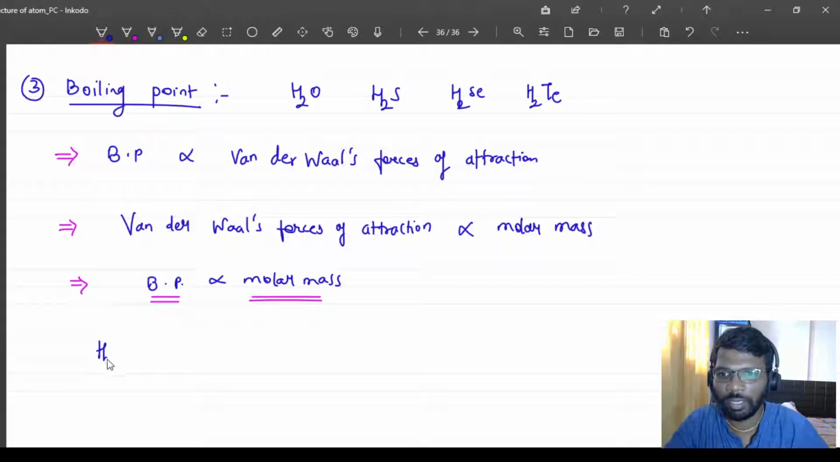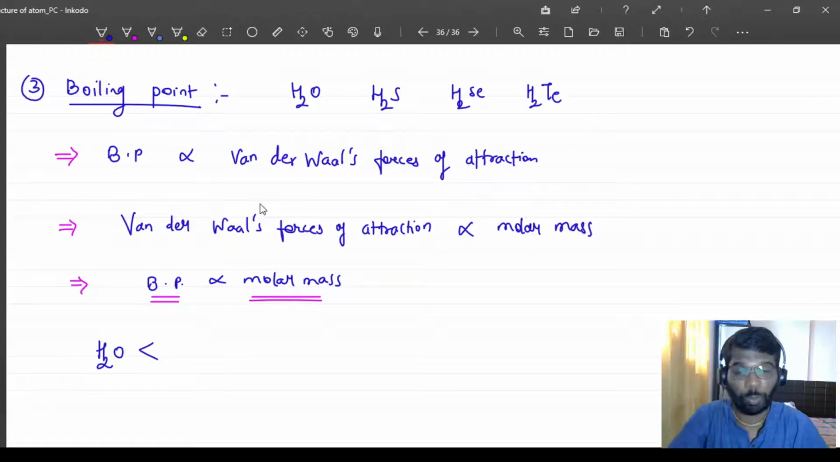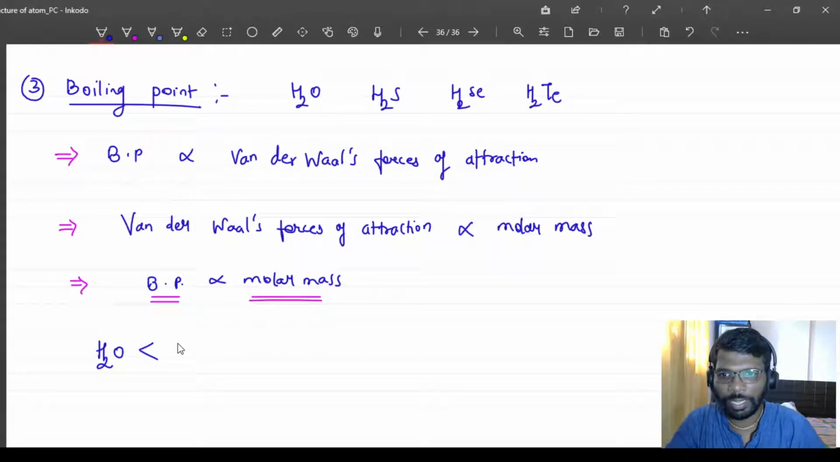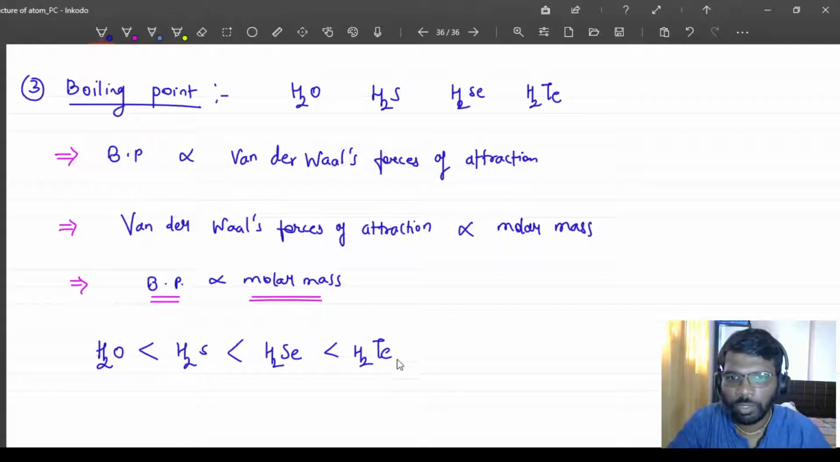If we go according to the trend of the molar masses, I will have to write H2O first, since H2O has the least molar mass, then H2S, then H2Se, then H2Te. So boiling point would be maximum for this. But this is not the trend, because boiling point also depends on something else.